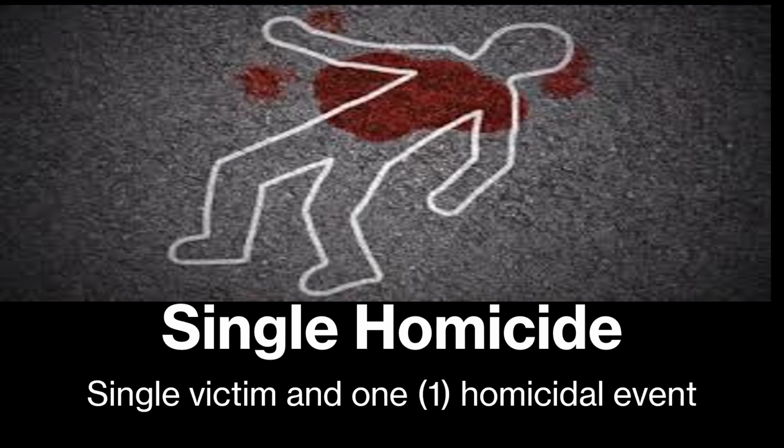So the first type of homicide is a single homicide. And this is a single victim in one homicidal event. So with these, you're going to want to pay attention to the number of victims and the number of events. That typically tells us what type of homicide it is, and then it's going to tell us how to classify some of the murders. So single homicide is one victim, one event.